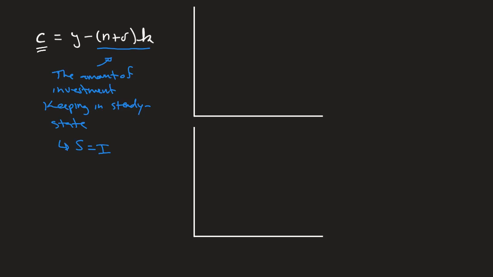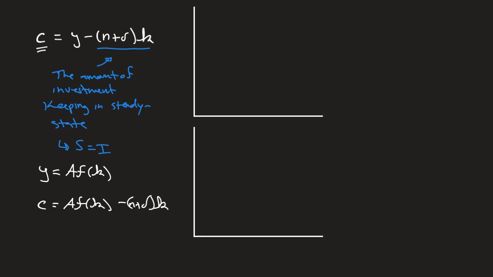Now we know output. We said output is going to be equal to A times F of K, which is our production function. So we can say that, per worker, C is equal to A F of K minus (n plus delta) times K. So this is going to be our level of consumption.